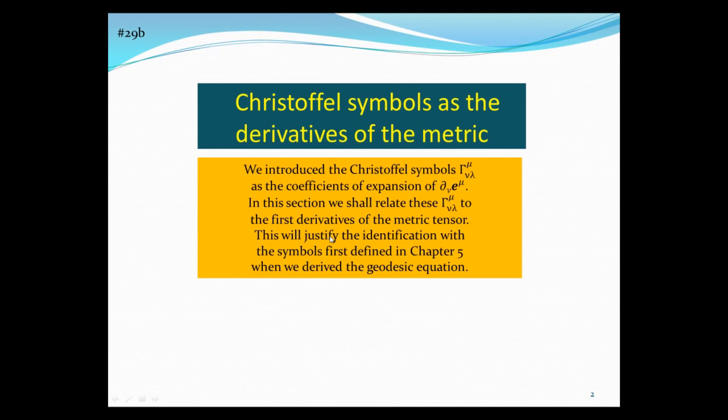This also justified the identification of the symbol first defined in chapter 5. Remember, at that time we introduced the Christoffel symbol simply as a set of first derivatives of the metric. And now we show that they are the same thing: the expansion coefficient of the basis vector, or the first derivative of the metric.